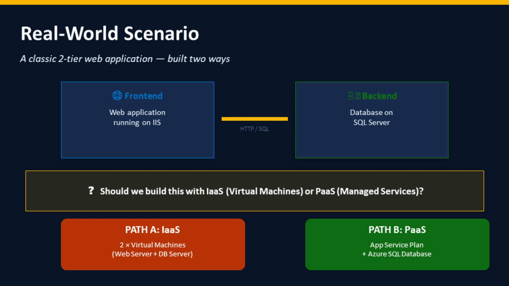On path A, you go the IaaS route. You provision two virtual machines. One is your web server, one is your database server. On path B, you go the PaaS route. You set up an Azure App Service plan to host your web application and an Azure SQL database for your data. Let's walk through both paths in detail in the next two slides, and you'll see just how different the experience and the workload really is.